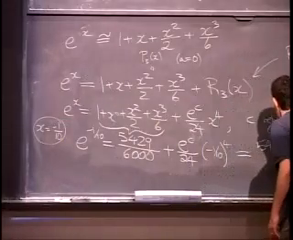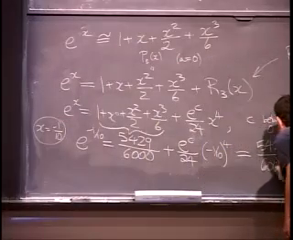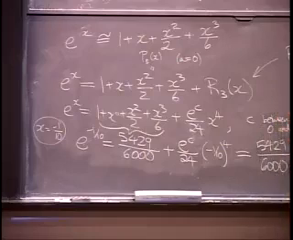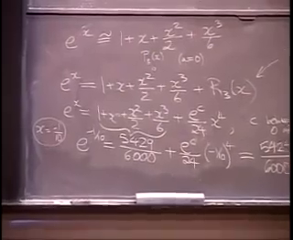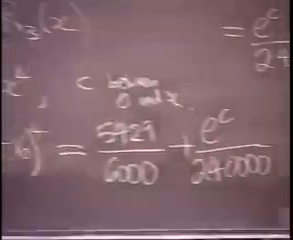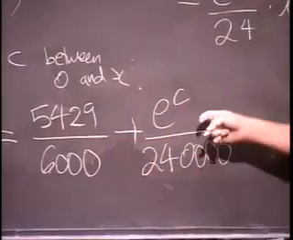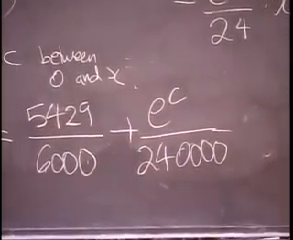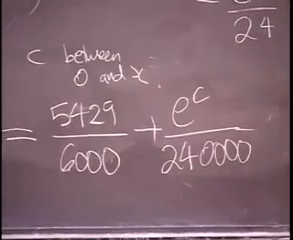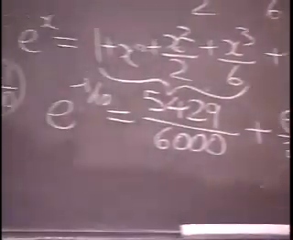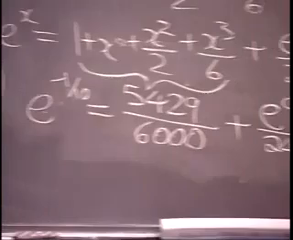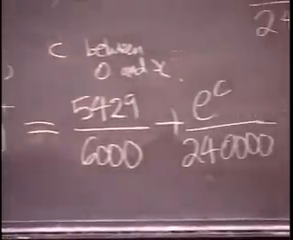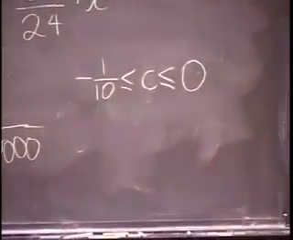And if I work this out, I get 5429 over 6,000 plus e to the c over 24 times 10,000, so 240,000. Okay, so e to the minus a tenth, this mysterious quantity that I can't compute without a calculator, I can actually compute as 5429 over 6,000 plus e to the c over 240,000, where c is between 0 and x, but x is minus a tenth. So I know that c is in a very tight little region between minus a tenth and 0.